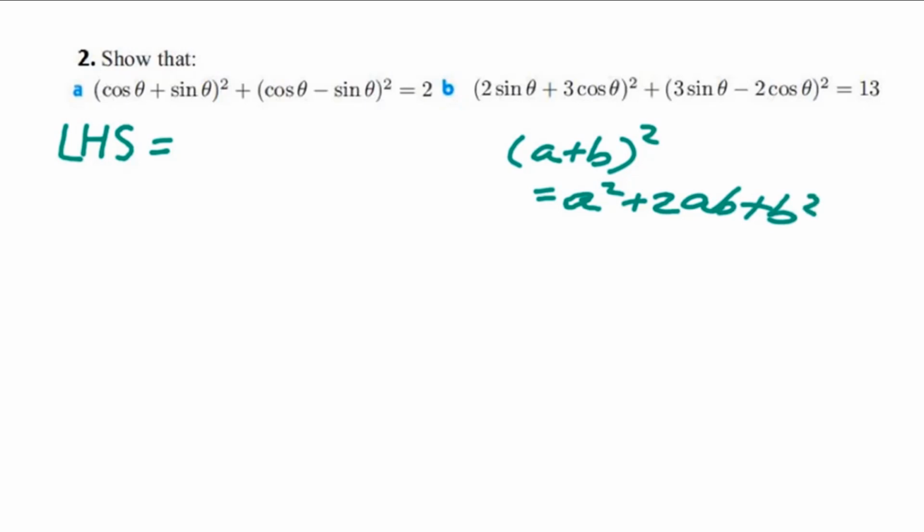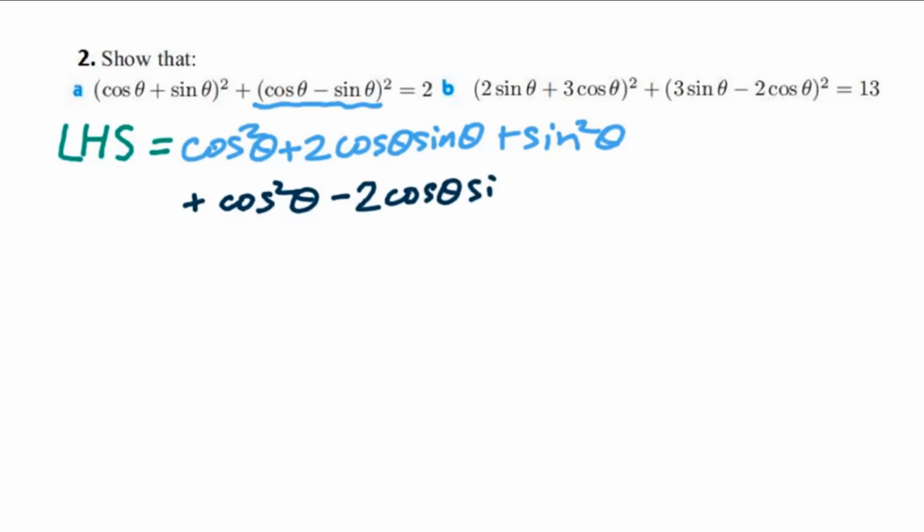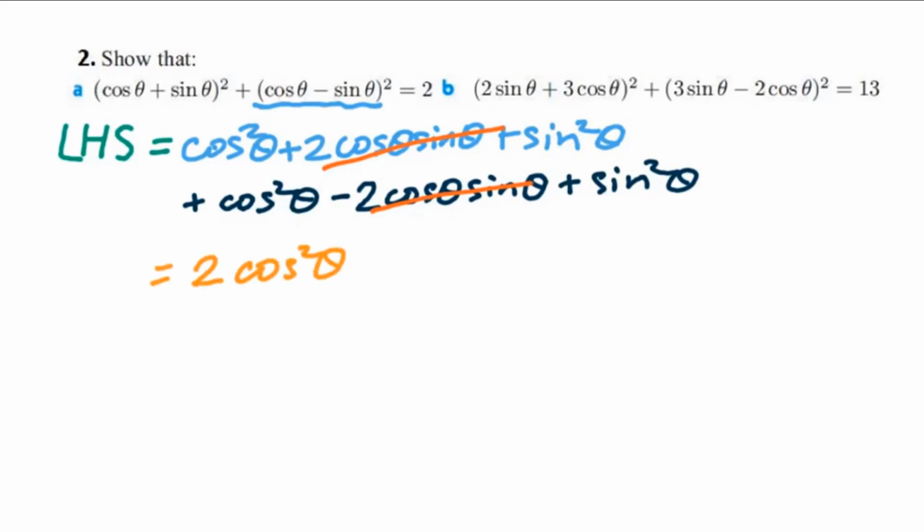So we expand this binomial square. We got cosine square theta plus 2 cosine theta sine theta plus sine square theta. For this part, we got cosine square theta minus 2 cosine theta sine theta, then plus sine square theta. Combine like terms, cancel out. We got 2 cosine square theta plus 2 sine square theta.